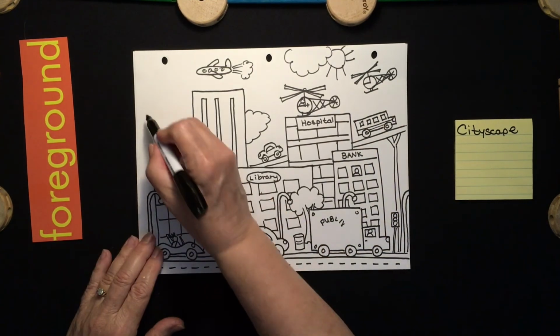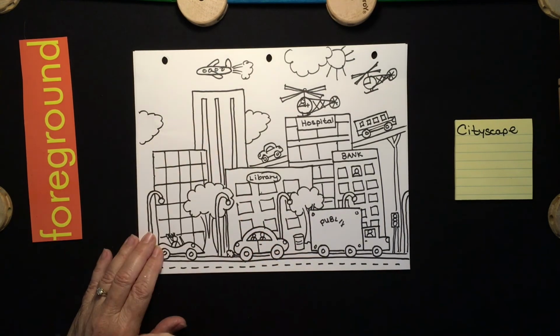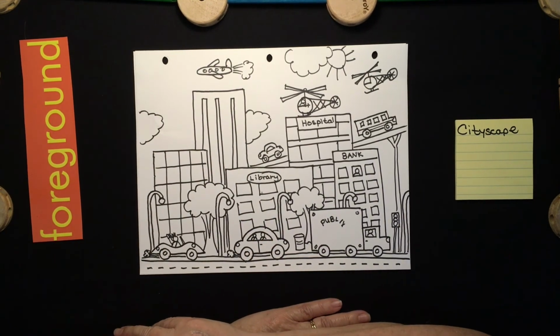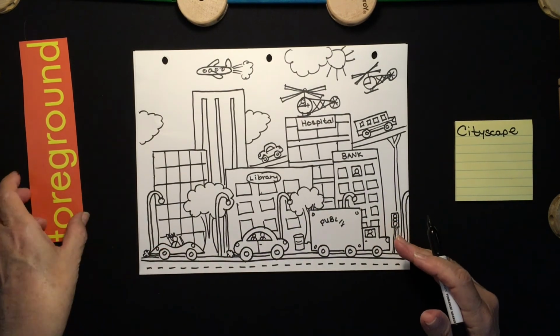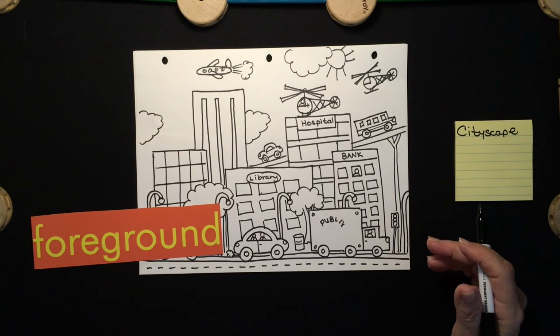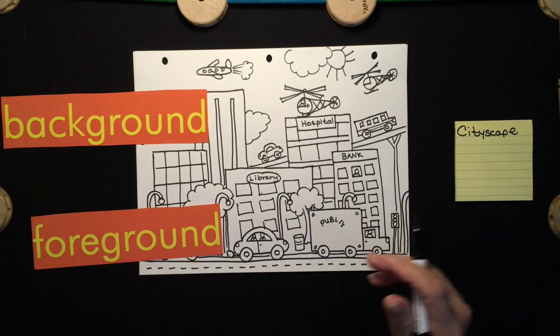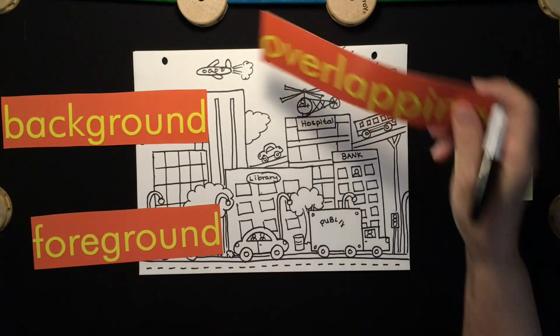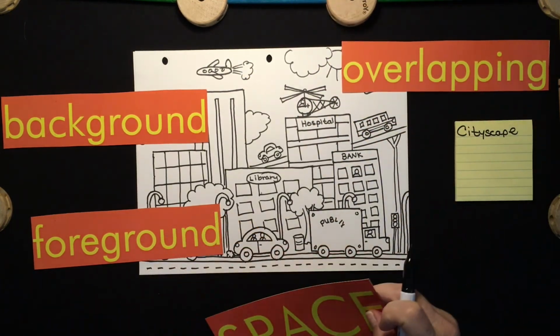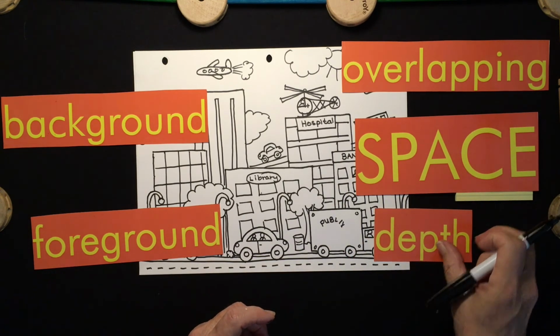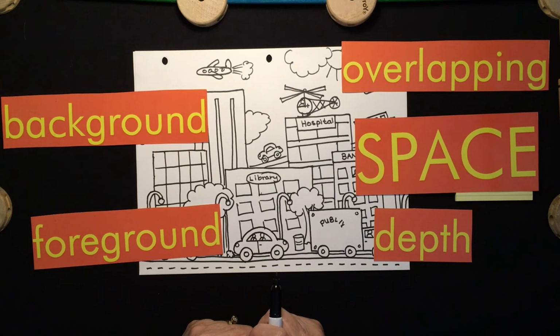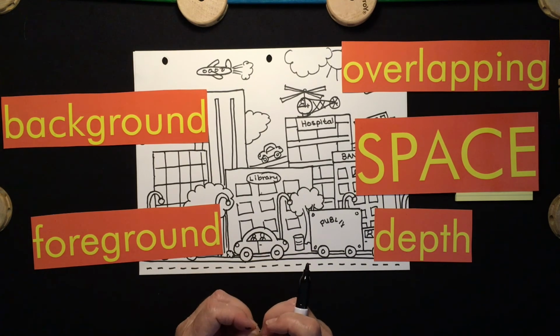Now, a few other details. I think I'm finished. Now I'm ready to color. So remember, foreground and background. And overlapping, as all these objects are, to create the illusion of space, depth in space. Okay, boys and girls, it's your turn. Play the video again, this time pausing so you can catch up with each step. You may begin.